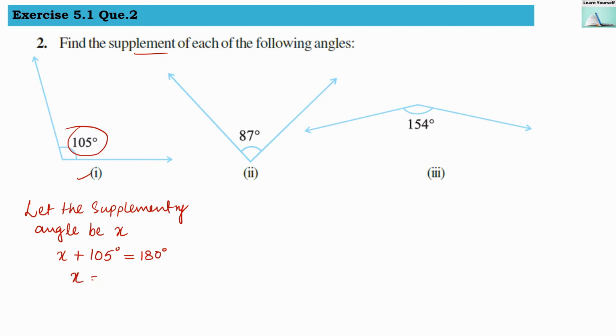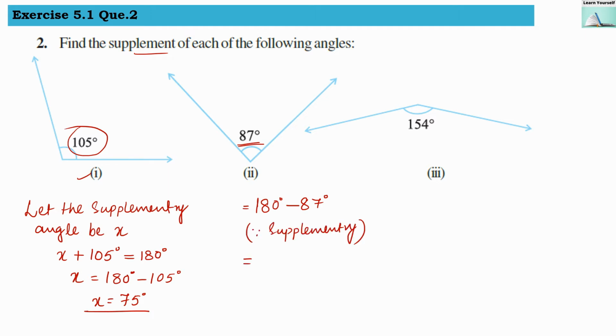Now x equals 180 degrees minus 105 degrees. So x equals 75 degrees as the answer. So the other angle's measure will be 75 degrees. Or in the other method, you can directly subtract the given angle from 180 degrees because they are supplementary. So here we subtract the given angle from 180 degrees, and the reason is that they are supplementary. And the answer we will get is 92 degrees. So the other supplementary angle's measure will be 93 degrees.